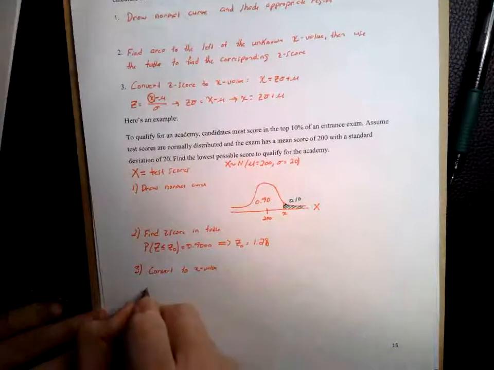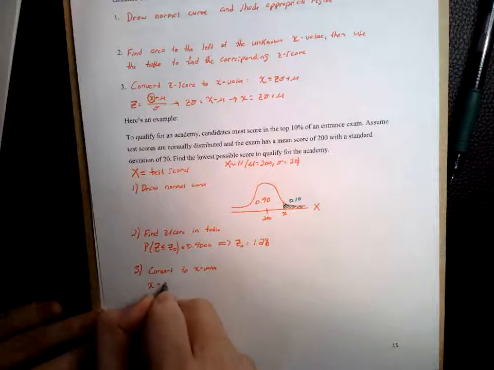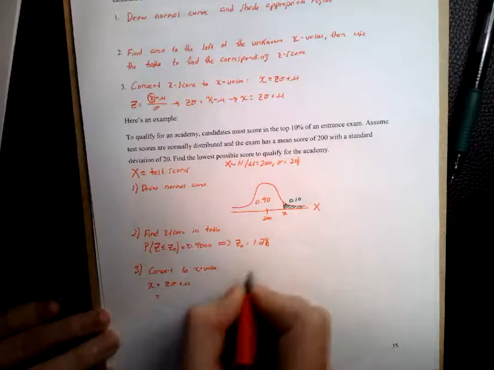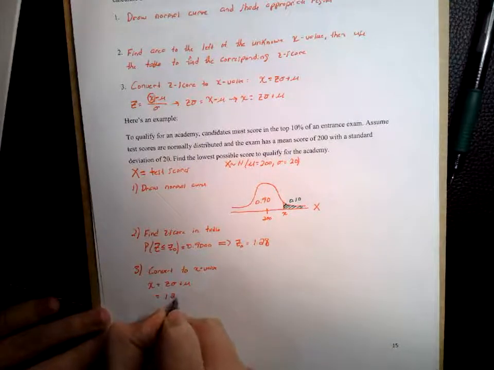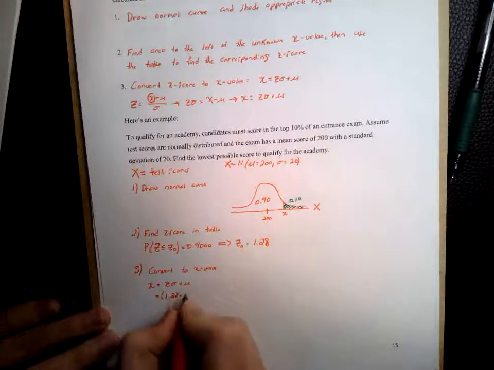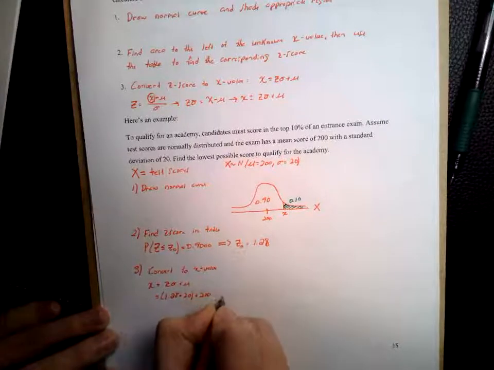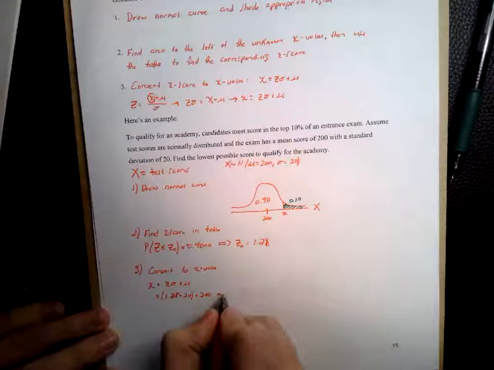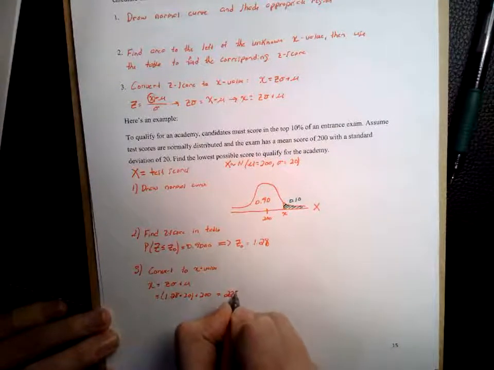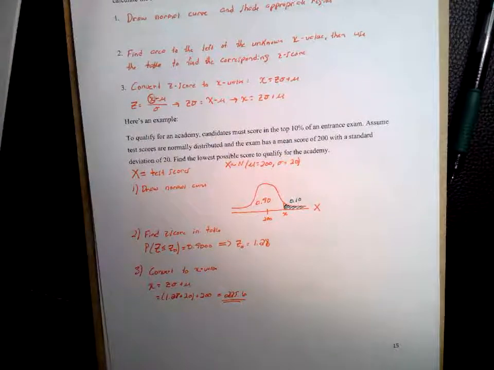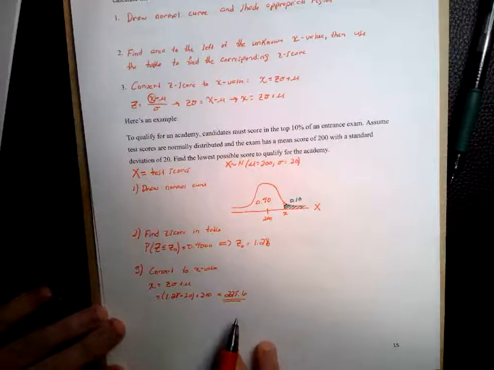And to do that, we just use x equals z sigma plus mu. And z in this case was 1.28. So we have 1.28 times sigma, which was 20, and then plus the mean of 200. And if we do that math, we get 225.6. And that is the minimum score you need to qualify for the academy.